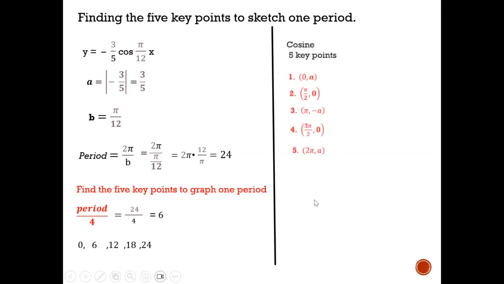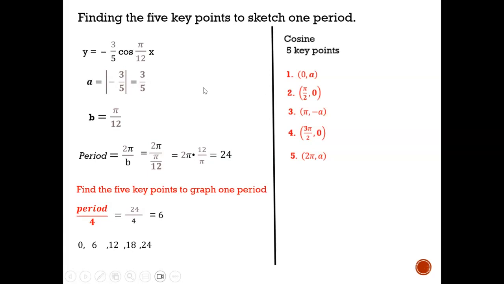Again, this is the cosine's 5 key points: 0, amplitude; pi over 2, 0; pi, negative amplitude; 3 pi over 2, 0; and 2 pi, amplitude. But these points here on the left, the x values, are the ones from the parent graph of the cosine. Now we're going to replace these x values with the ones here on the bottom.